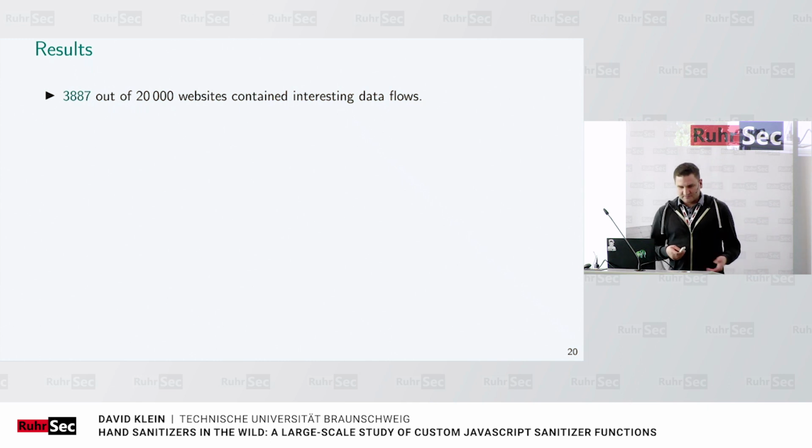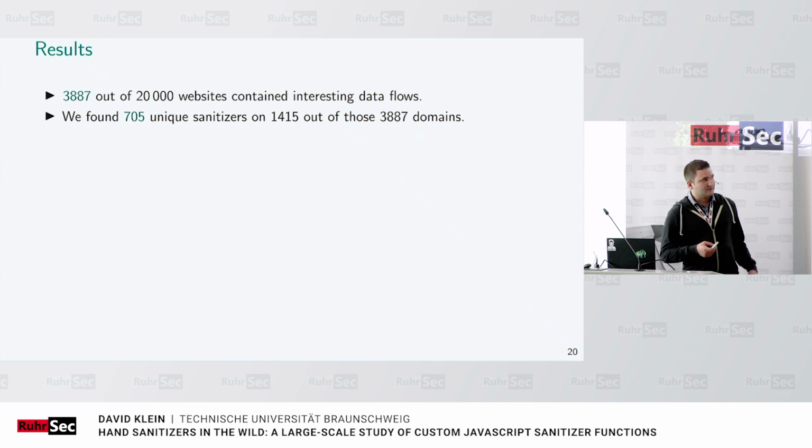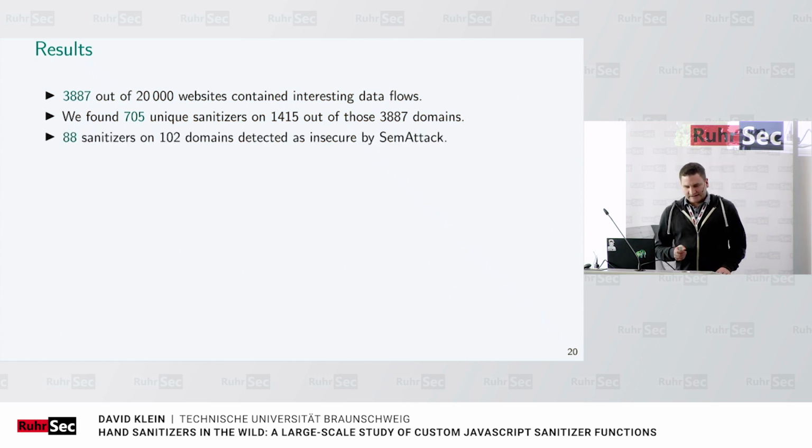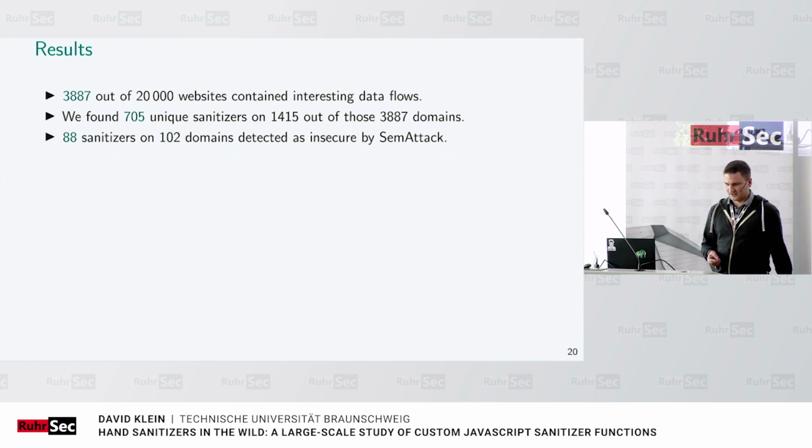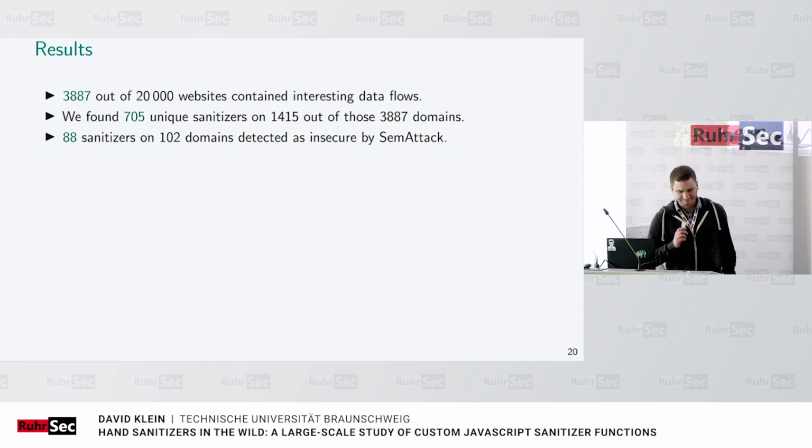The results were roughly 4K domains that had interesting data flows. On those, we found 705 unique sanitizers on 1.4K domains. So a lot of domains actually don't use sanitization. That was a bit concerning. And of those 705, we found 88 to be insecure based on our automated framework, with zero manual interaction with the sanitizers or analyzers. And those occurred in 102 domains.